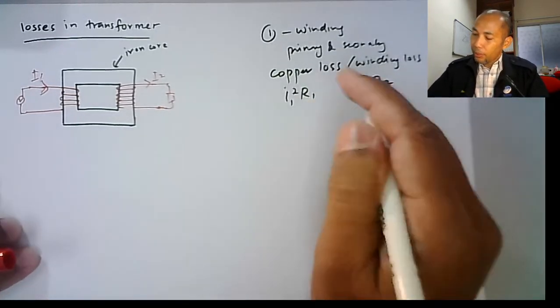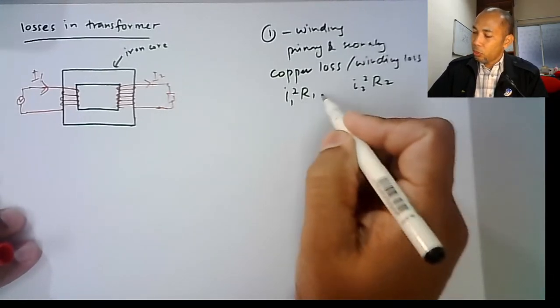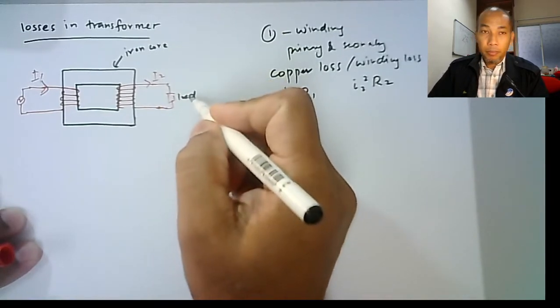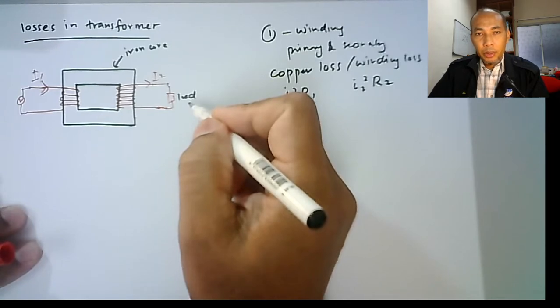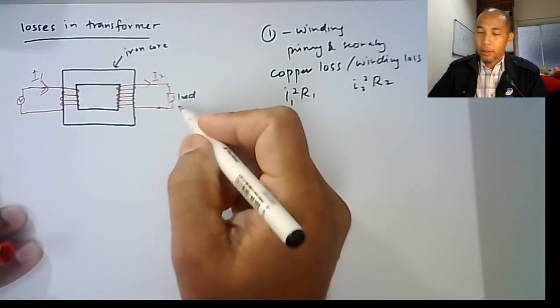We can see that this loss is a function of current, so it is load dependent. It depends on the load. That means if the load changes, the losses will change.